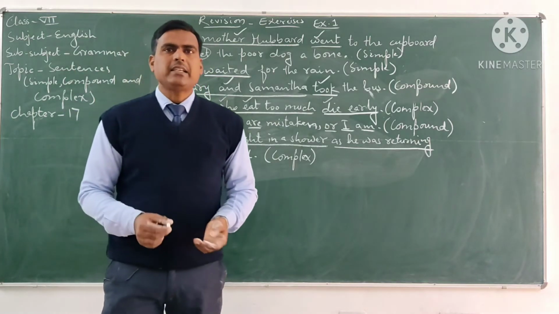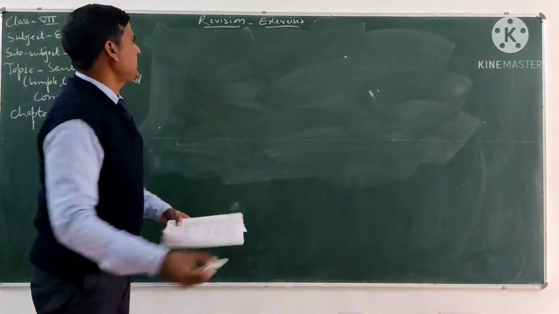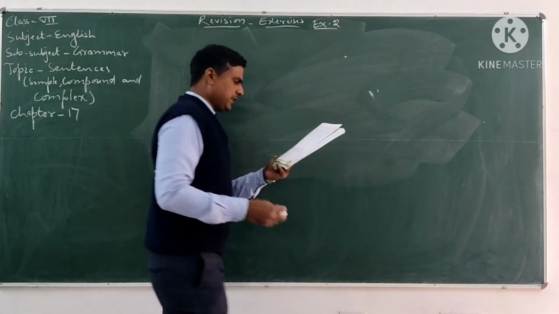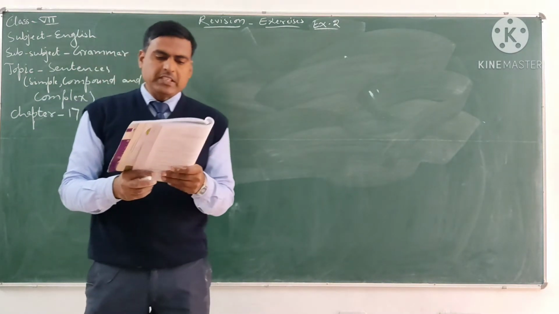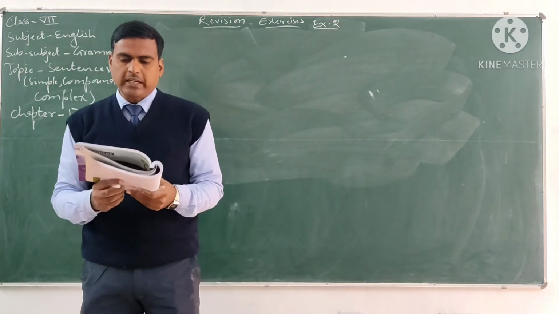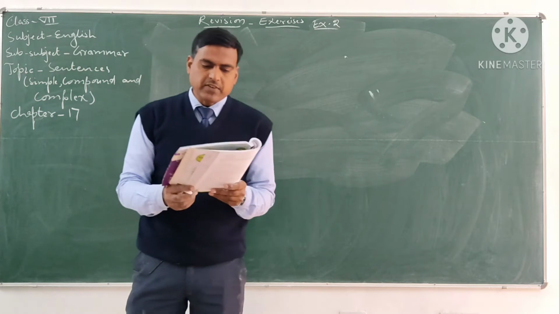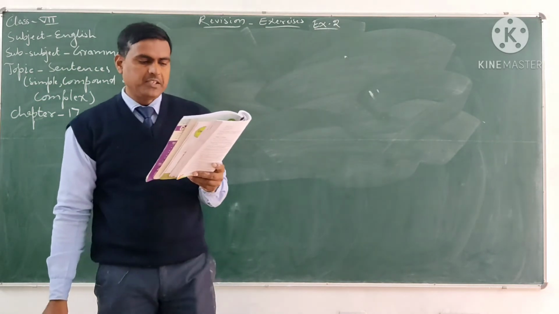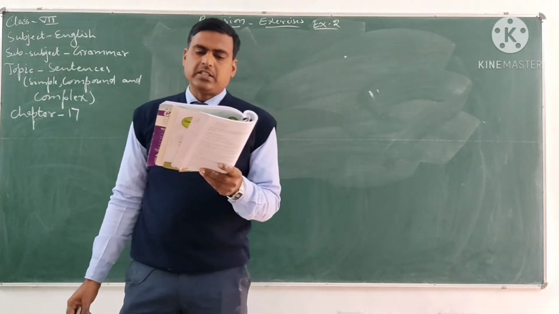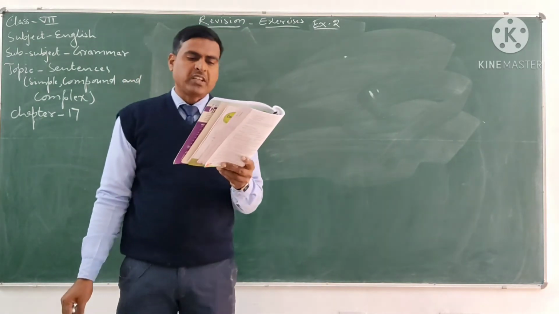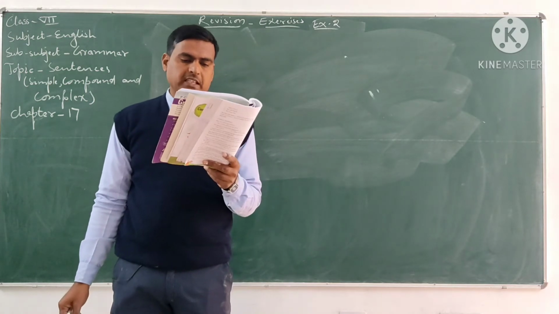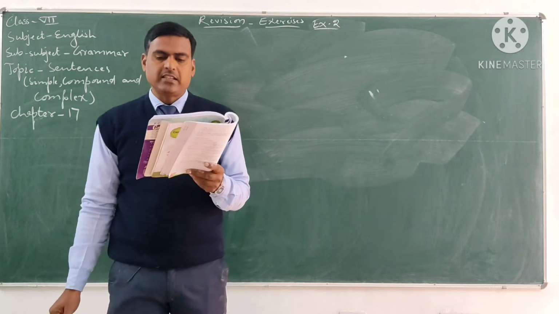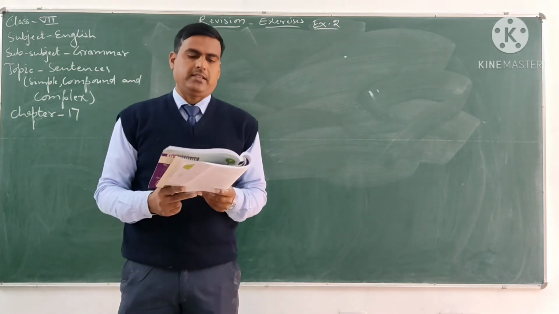Now let us see exercise number 2. Exercise number 2 is: state which of the following sentences are compound and which are complex. In the case of a compound sentence, separate the coordinating clauses of which it is made up and mention the conjunction connecting these clauses. If a sentence is complex, divide it into its clauses and state the principal clause and the subordinate clause or clauses.